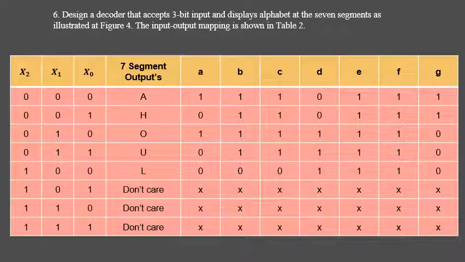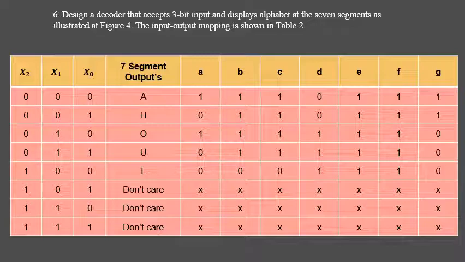So this is question 6. Based on question 6, design a decoder that accepts 3-bit input and displays alphabet at the 7-segment display as illustrated in figure 4. The input-output mapping is shown in table 2. Based on question 6, I have to create the truth table, K-map, and circuit. For the first input, 0, 0, 0, I set the letter to A. I use outputs A, B, C, D, E, F, and G to make the output A.